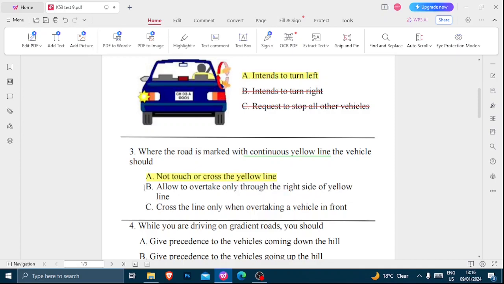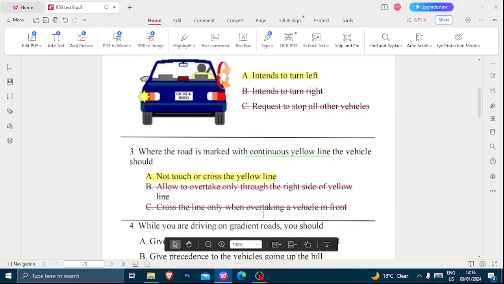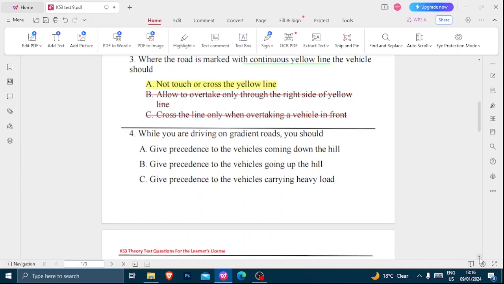Option B says allowed to overtake. Now this one is not correct, and also the driver should not cross the line, so this one is also not correct. So these are all false answers. Now let's move on to number 4.